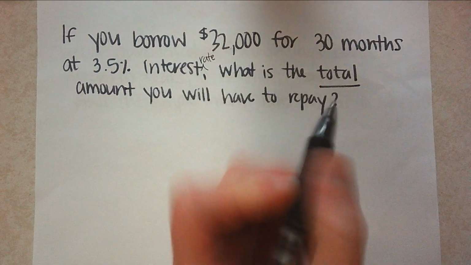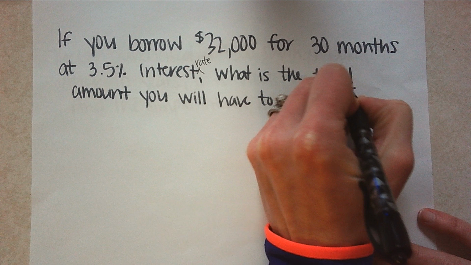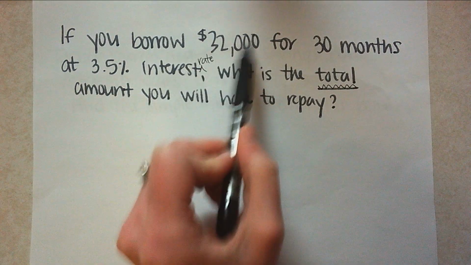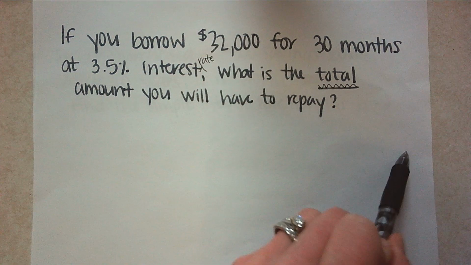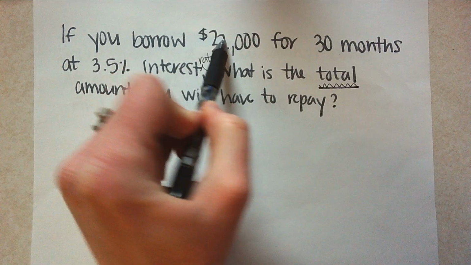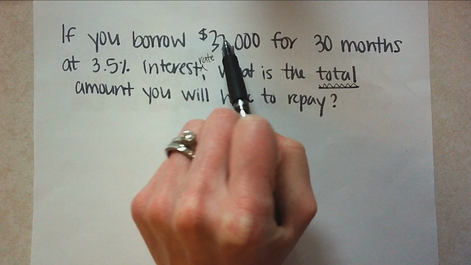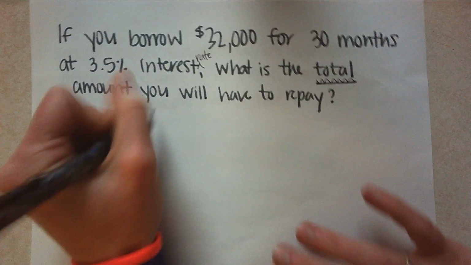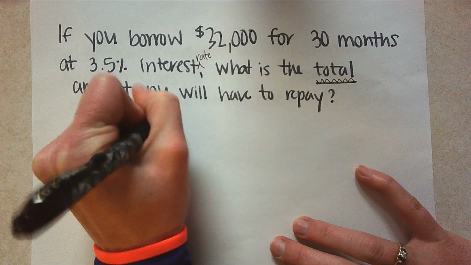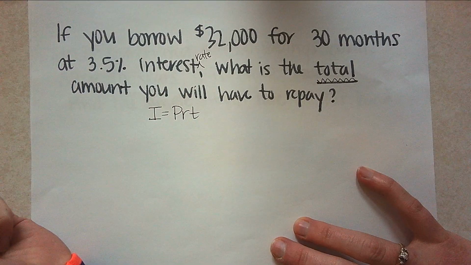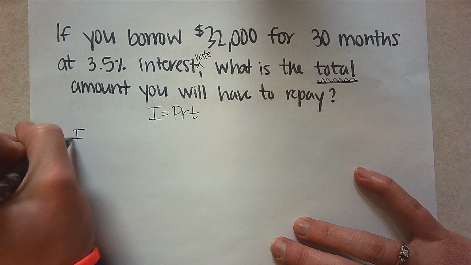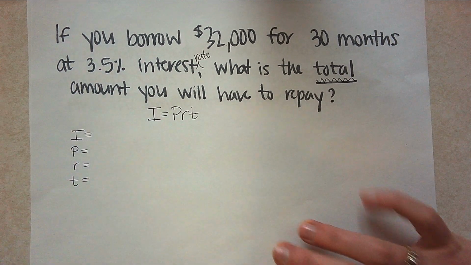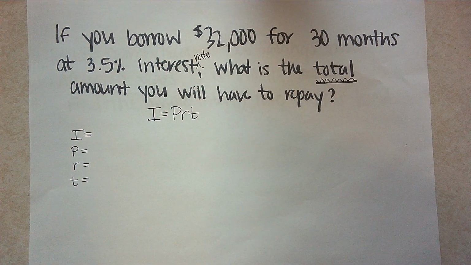So the key word here they've underlined for us in this word problem is total. What they're saying is we're borrowing this much, we're going to pay interest on that, as well as we have to pay back the money that we actually borrowed. So at the end of this, we're going to have one more extra step. But right now, I'm going to write out my equation, I equals PRT, and then I'm going to write out my variables, I, P, R, and T, and I'm going to see what I know.